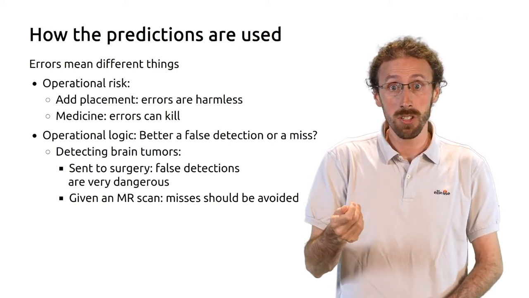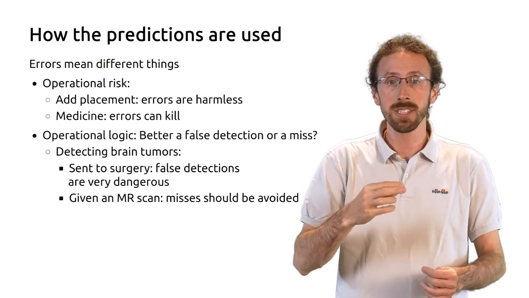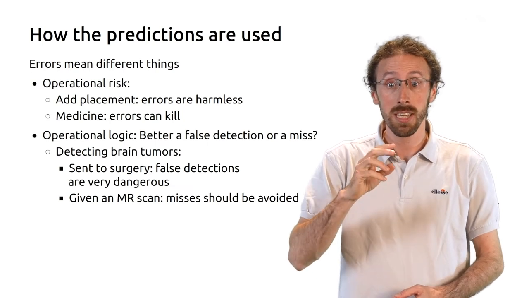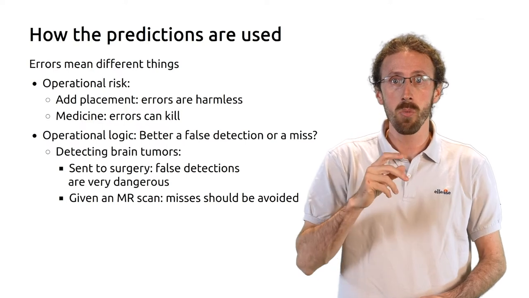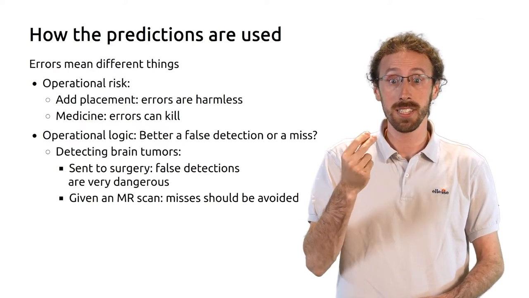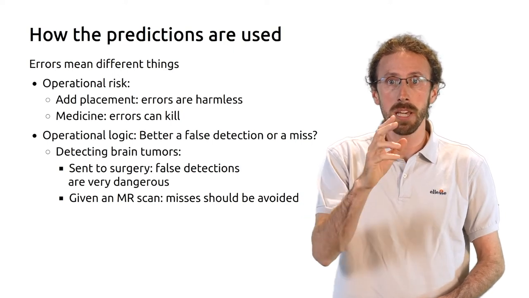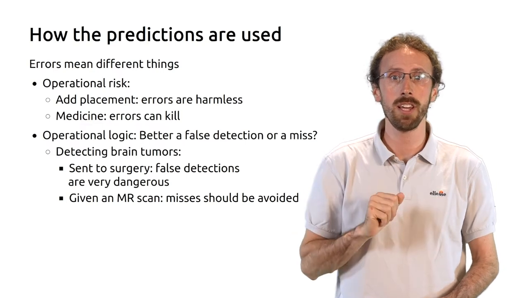Suppose, for instance, we're interested in detecting brain tumors. If a detection will send a patient to surgery, false detections are very dangerous. However, if a detection will send a patient to an MR scan, misses should really be avoided because MR scans are harmless and brain tumors are very dangerous.